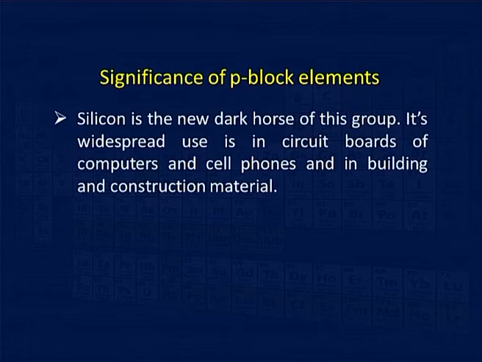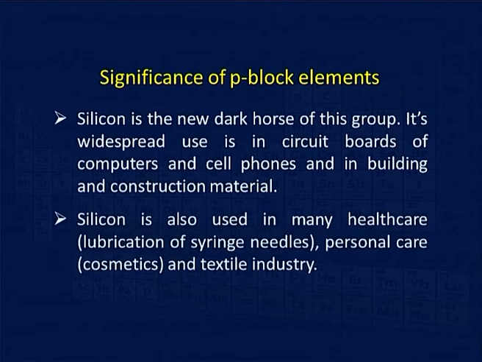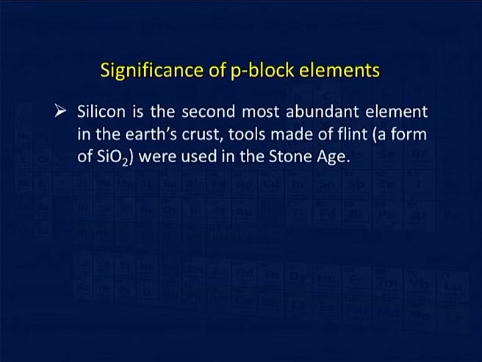Silicon is the new dark horse of this group. It is widely used in the circuit boards of computers and cell phones and in building and construction material. Silicon is also used in healthcare, for the lubrication of syringe needles, in personal care like cosmetics and in the textile industry. Silicon is the second most abundant element in the earth's crust. Tools made of flint, which is a form of silica, were used in the stone age.